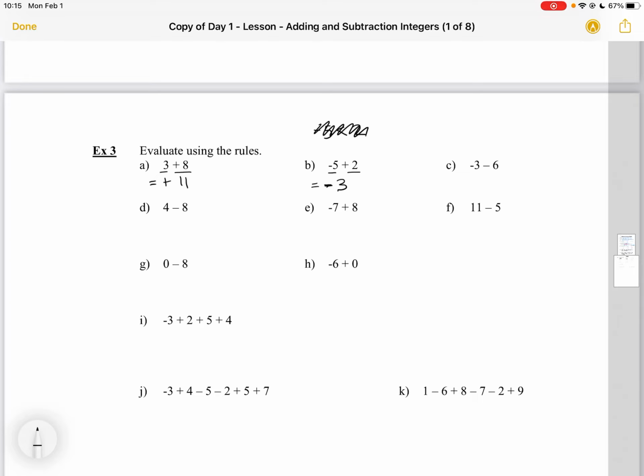The next one, example C, my signs are the same. So I'm going to keep the sign, which is negative, and I'm going to add the numbers, 3 plus 6, which will give me -9.